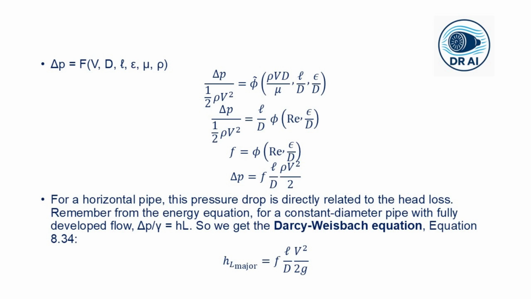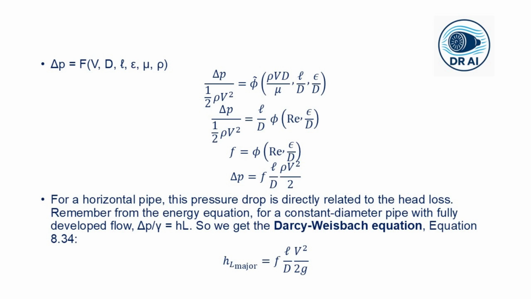So we write delta P over half rho V squared is equal to L over D times phi, a function of Reynolds number and epsilon by D, roughness over diameter. Now we define the term on the left multiplied by D over L as a friction factor. This is the Darcy friction factor, named after Henry Darcy, a 19th century French engineer. So friction factor f must be a function of the Reynolds number and epsilon over D, which is the pipe roughness over diameter. We can rearrange it to get the most important equation for pipe flow, which is delta P equals f L over D times rho V squared by 2.